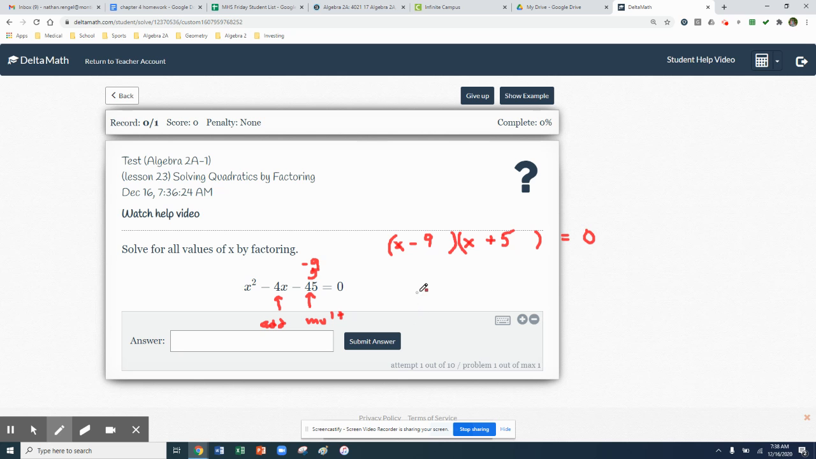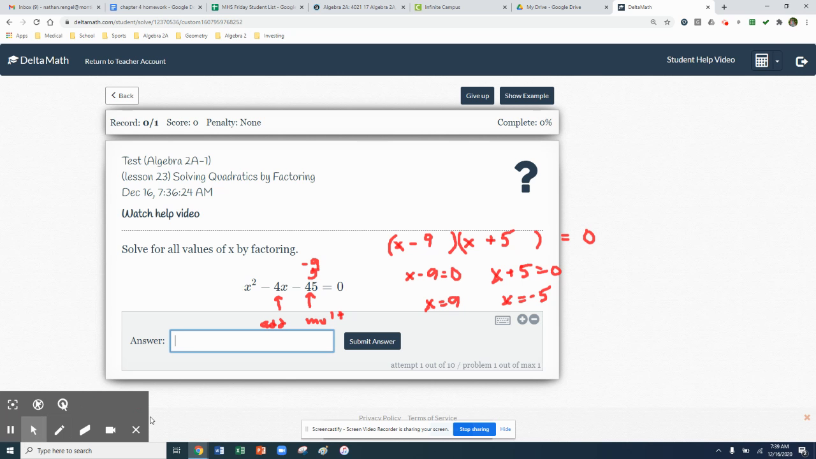Now to find my 2 solutions, I'm going to take each factor and set it equal to 0. This is called using the zero product property. So we take each of these factors, set it equal to 0, and we solve. So this one, x is going to equal 9. And then this one, you'd subtract 5 over, so x is going to equal negative 5. Those would be my 2 solutions.